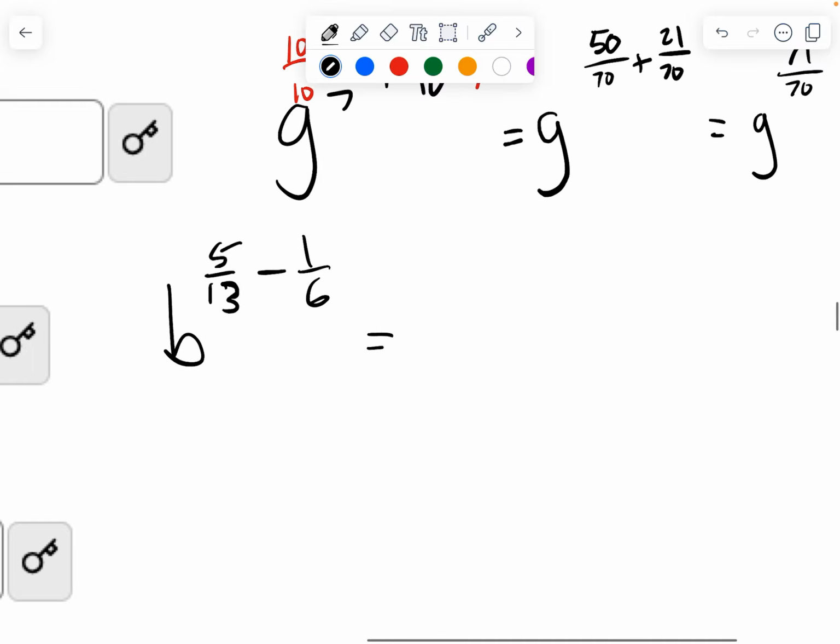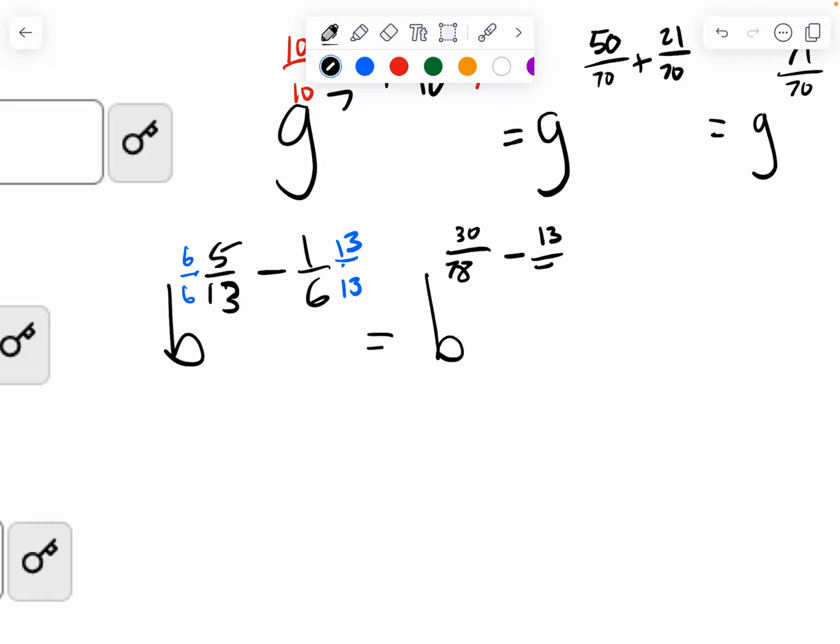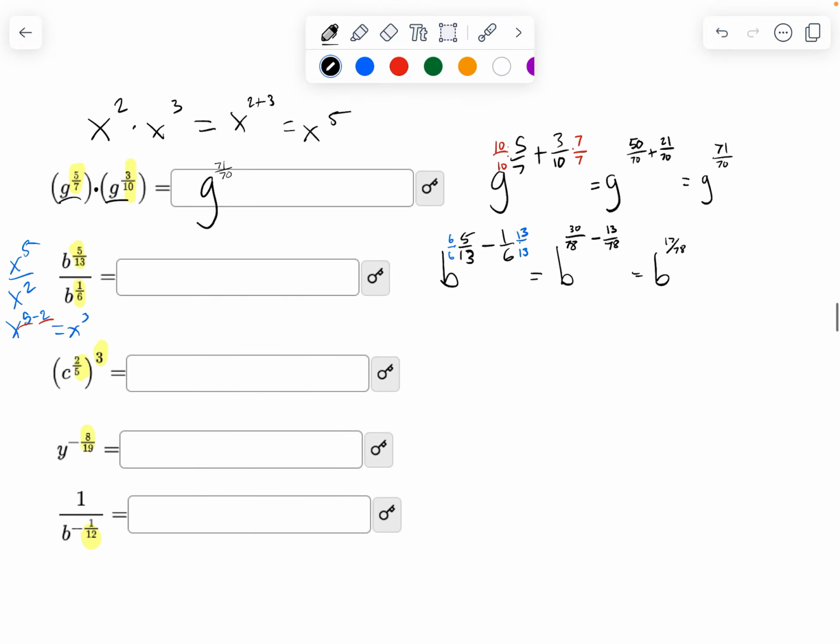So the least common denominator between 13 and 6 is actually just going to be whatever 13 times 6 is, which I believe is 78. All right, so we're going to multiply top and bottom to get those common denominators. And this will give me b raised to the 30/78ths minus 13/78ths. And then 30 minus 13, we're going to get 17. So b to the 17 over 78 in the exponent position. So b^(17/78).